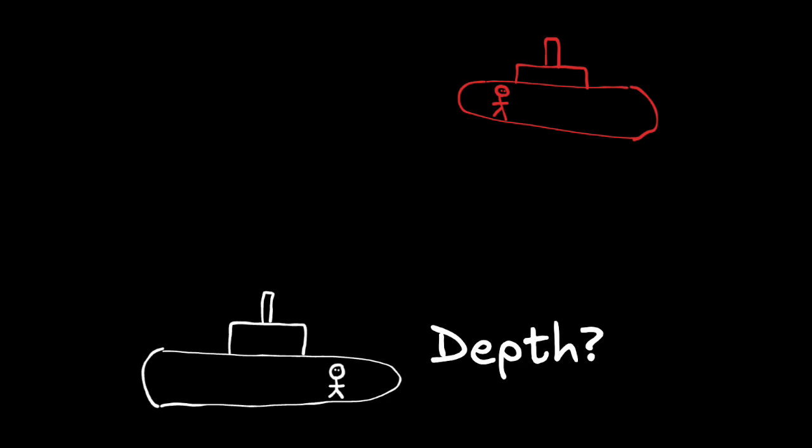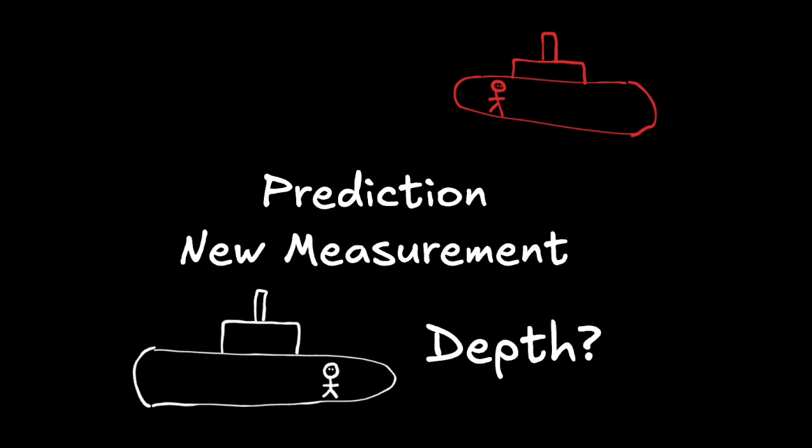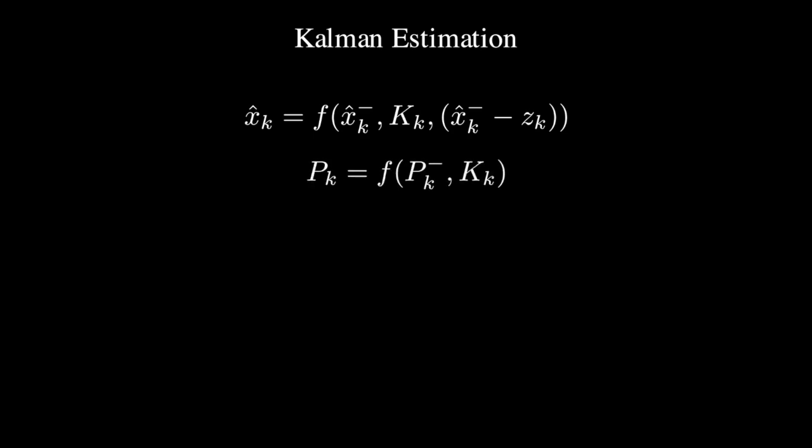If we want to determine our depth given both our prediction and a new measurement, how would we estimate it? The estimate is a function of the prediction, the Kalman gain, and the difference between the measurement and the prediction. The error covariance, which represents our uncertainty, depends on both our prediction and the Kalman gain. Kalman gain decides how much to weigh the measurement versus the prediction based on their uncertainties.